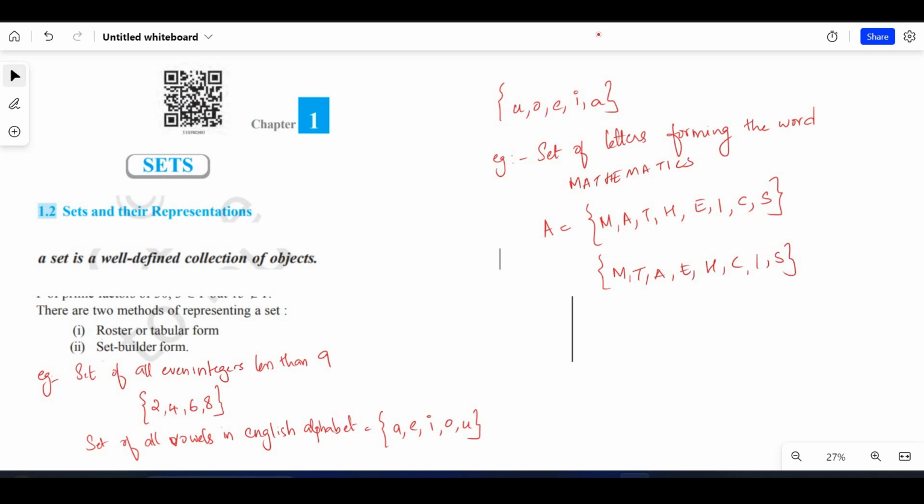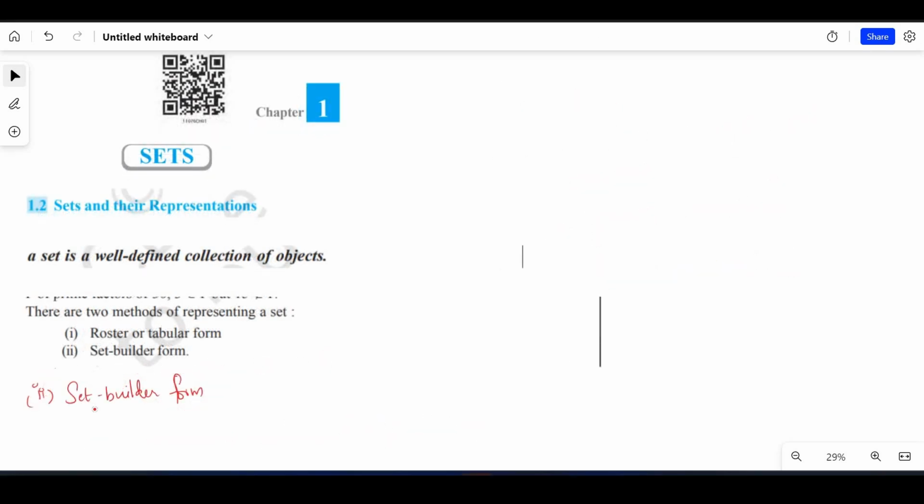Now let's discuss what is set builder form. Set builder form means that all the elements in a set possess a single common property, while any element that is outside this set does not possess this property. For example, say A, E, I, O, U. This is a set of vowels in the English alphabet, right?